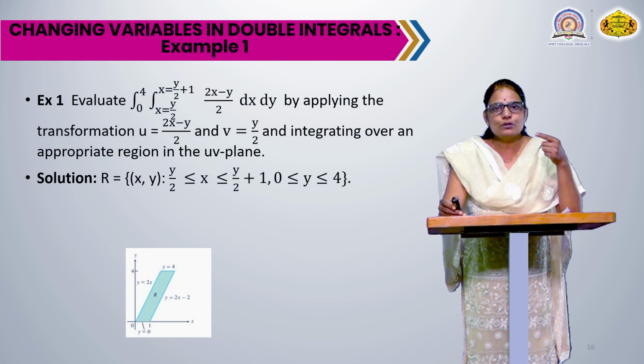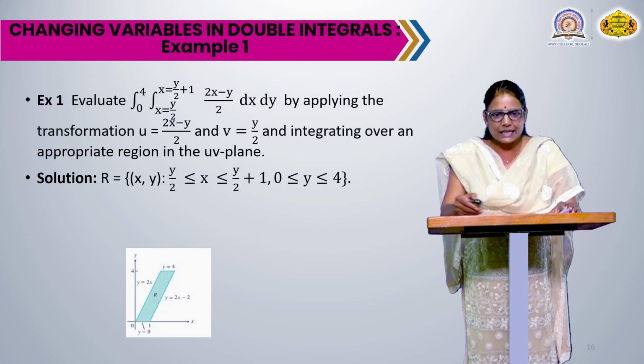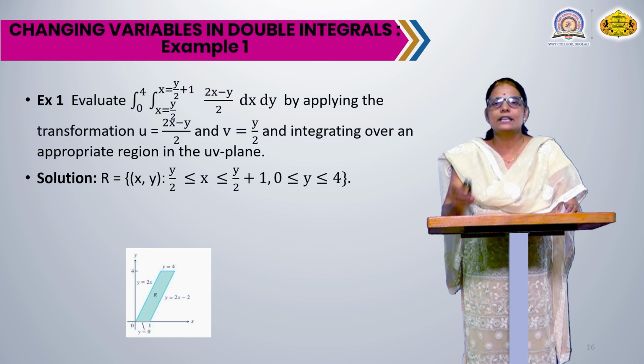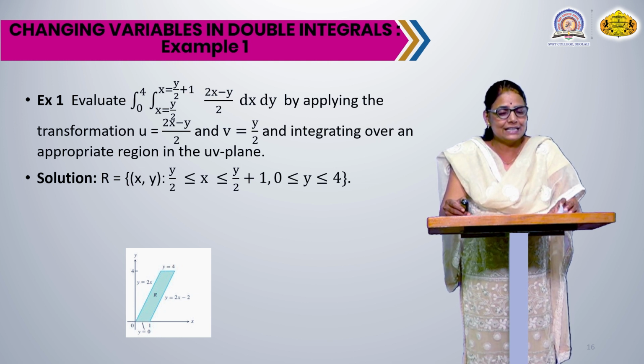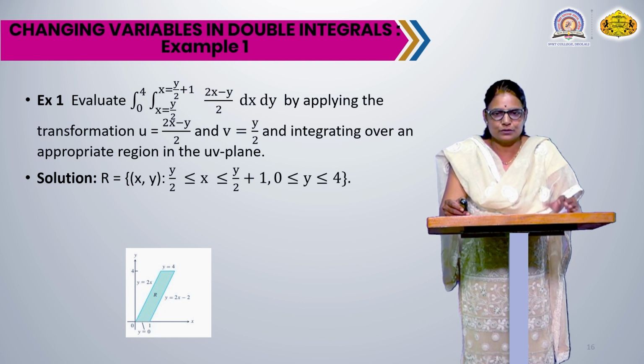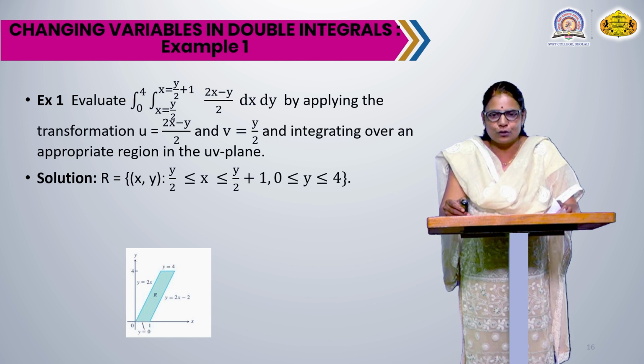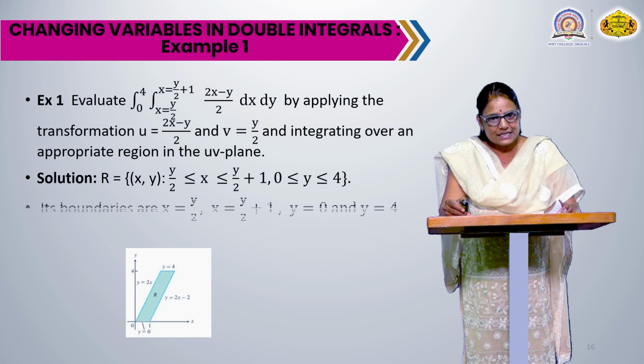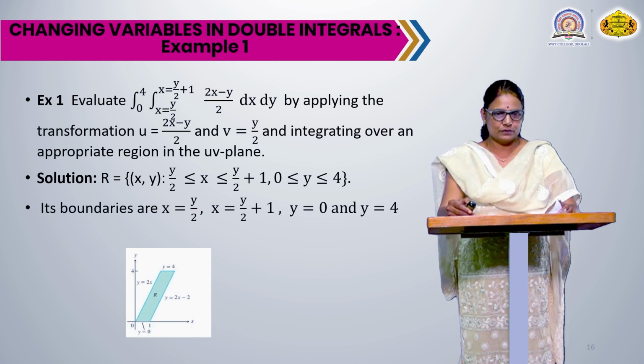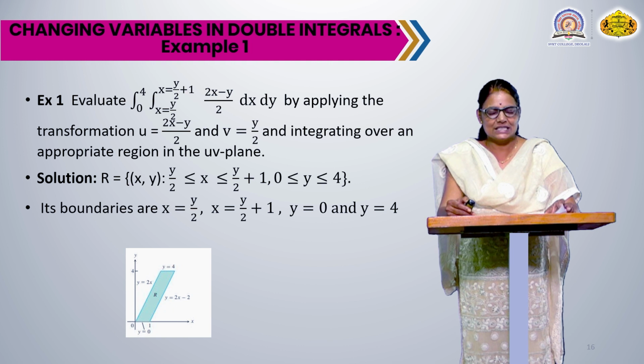So now we want to sketch the region R. For that we have to write the boundaries of the region R. In this region R, consider all the equalities. The first equality is x equals y/2. The second is x equals y/2 plus 1. The third is y equals 0 and the next one is y equals 4. We can easily check all these are straight lines, and it is very easy to draw them. So draw all these straight lines. This is the graph of the function. This is the region R.